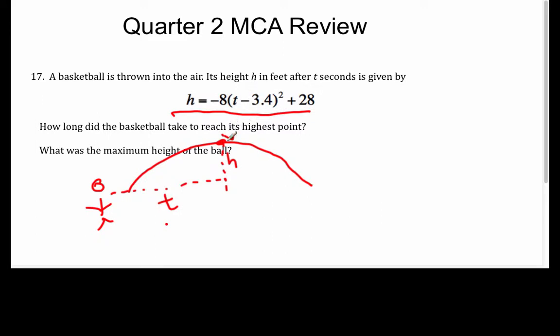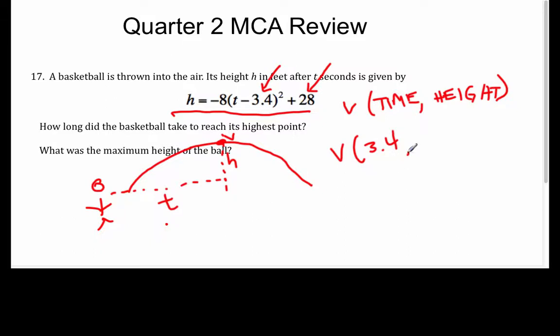All right, so now I need to find the vertex. Well, the nice thing is that this is already set in vertex form. So here is one part of the vertex, here's the other part of the vertex. In this case, my vertex is time and height. The values still come from the same spots, so my vertex is (3.4, 28). I'm not really doing much mathematics here. Actually, I'm not doing any. I'm just trying to interpret what's going on.